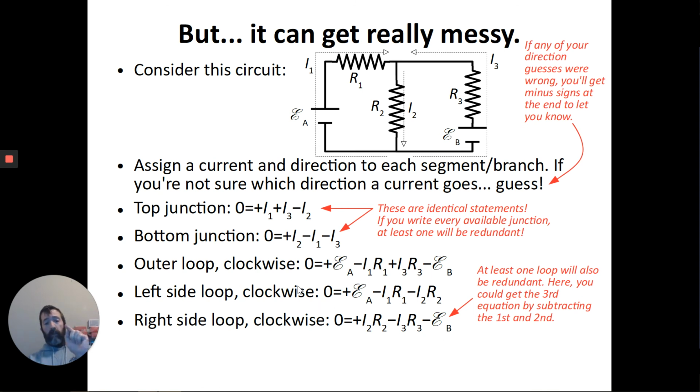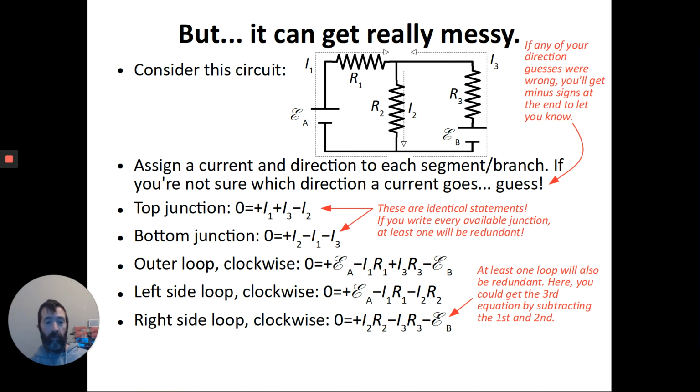Just as with the junction equations, if you write out every single loop, at least one of them will be redundant. They're not all independent equations. In this particular case, if you subtract the first two equations, you'll get the third one. So that means they're not all independent of each other. But just like I said with the junctions, you're not really going to know going in which particular loops you need.